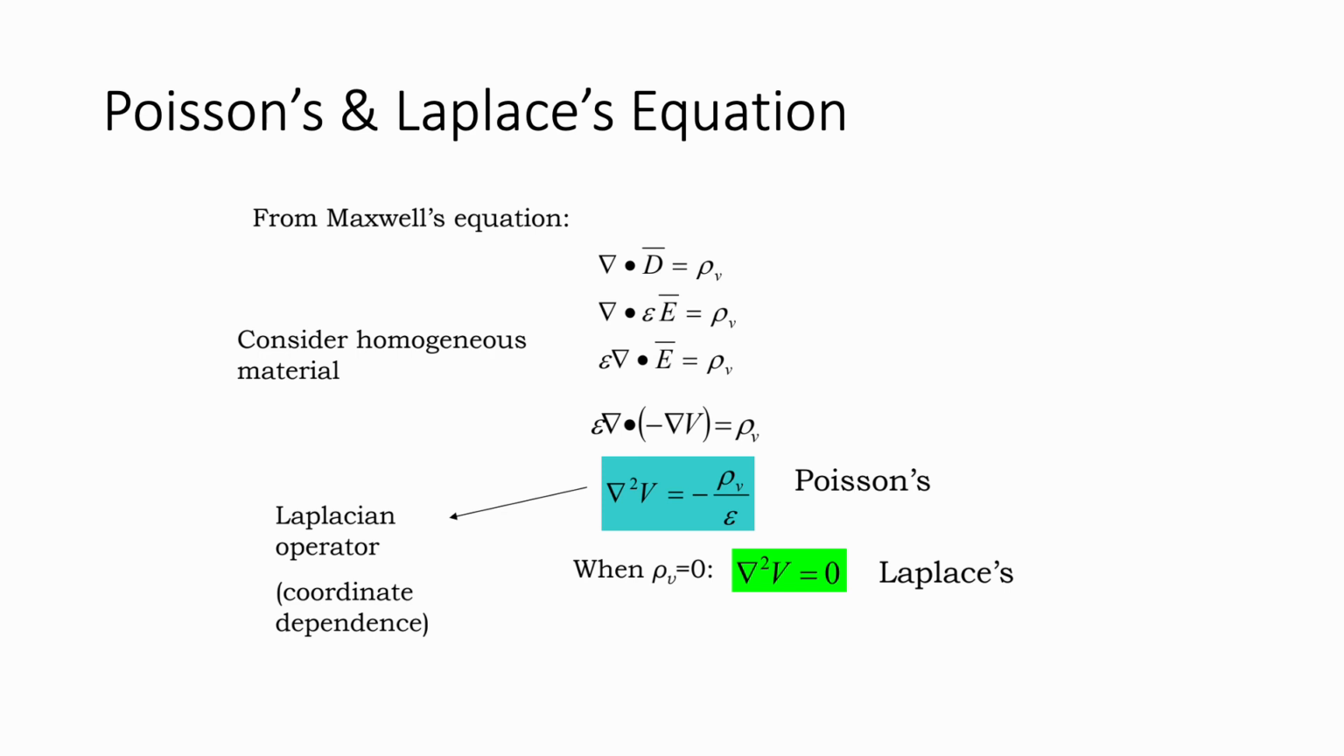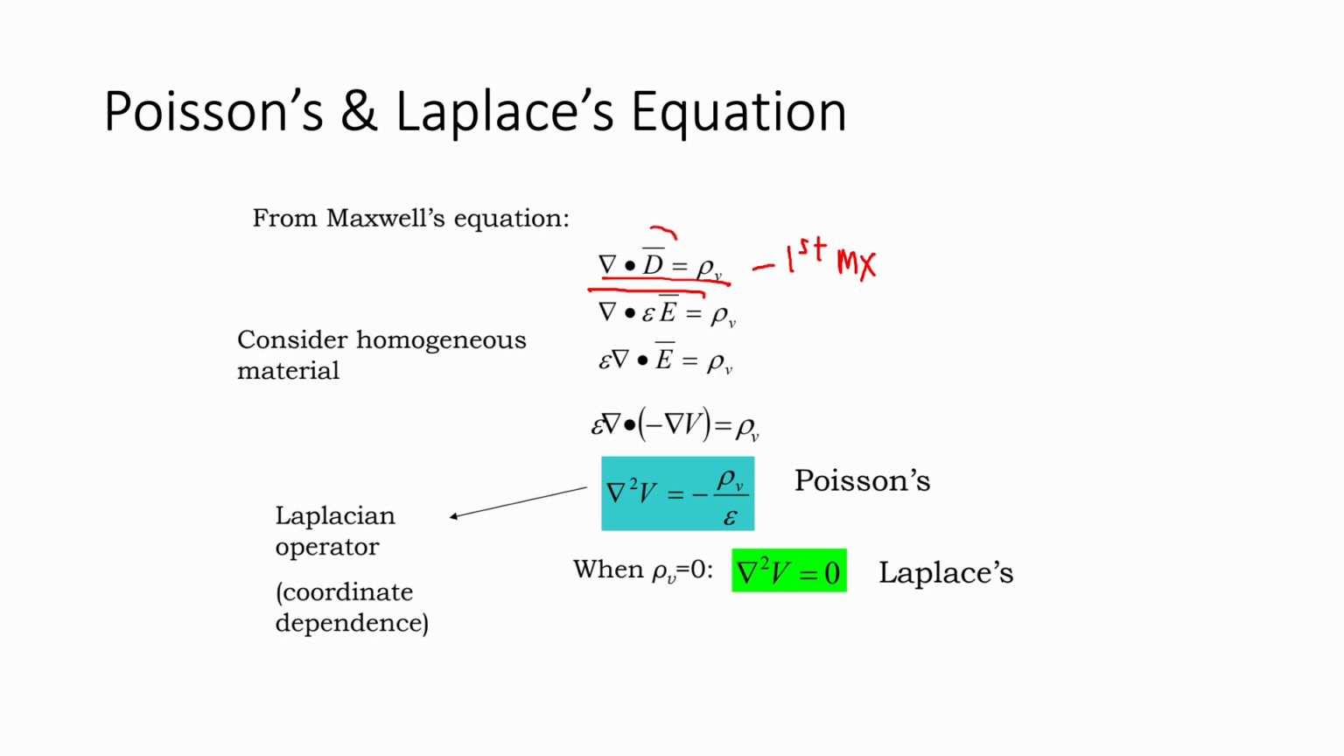Okay, now let's recall the first Maxwell equation that we have learned before. I believe when you look at this equation, you are able to recall that this is our first Maxwell equation, which is divergence of D equals rho V.